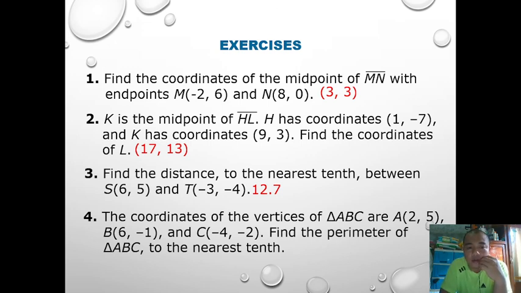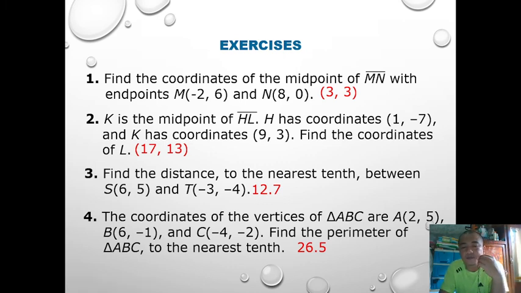Number 4: the coordinates of the vertices of triangle ABC are A, 2, 5, B, 6, negative 1, and C, negative 4, negative 2. Find the perimeter of triangle ABC to the nearest tenth. To find the perimeter, you need to get the length of each side, AB, BC, and AC. It's the distance formula again, so this lesson mixes the distance and midpoint formulas. And your answer is 26.5. I hope you get the same answer.